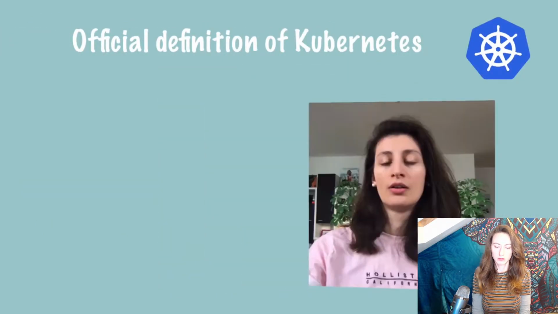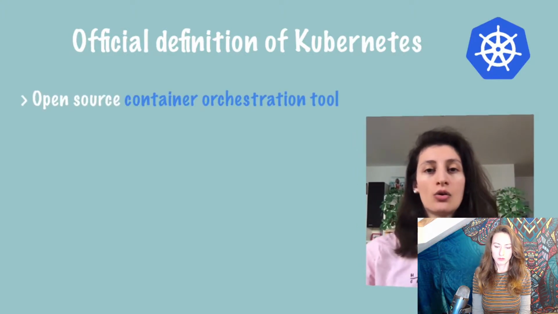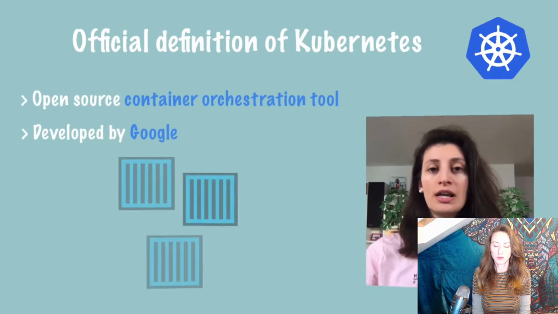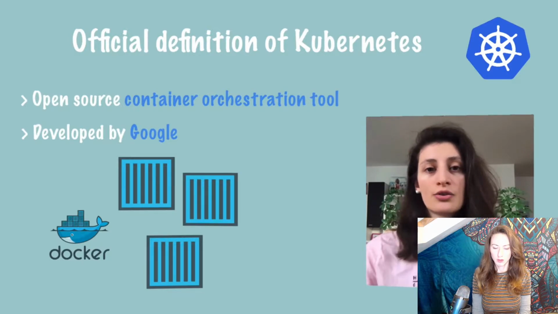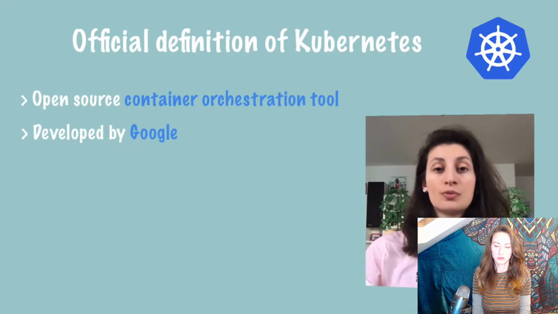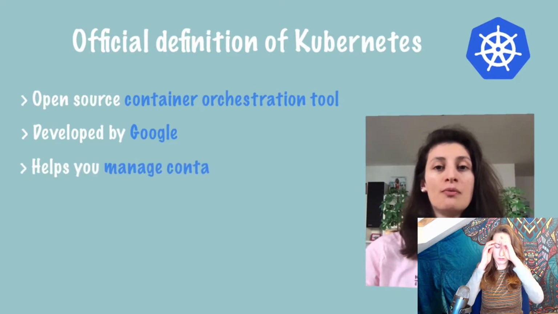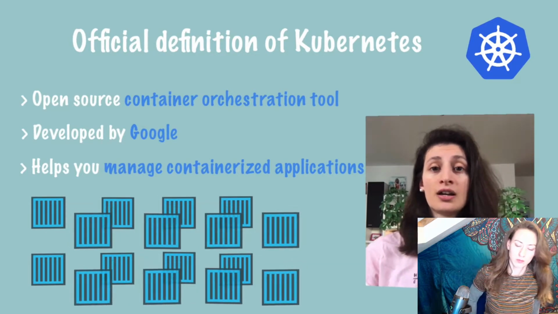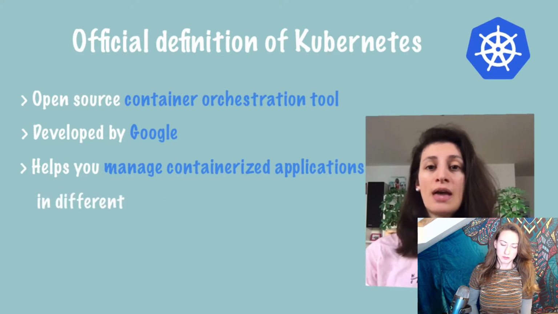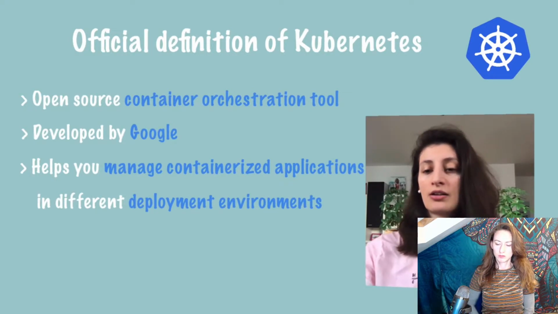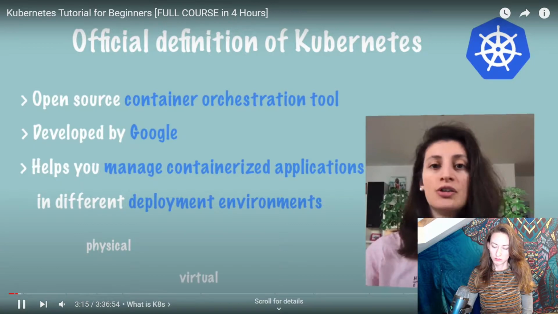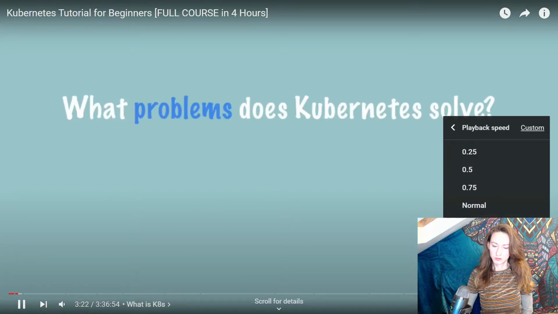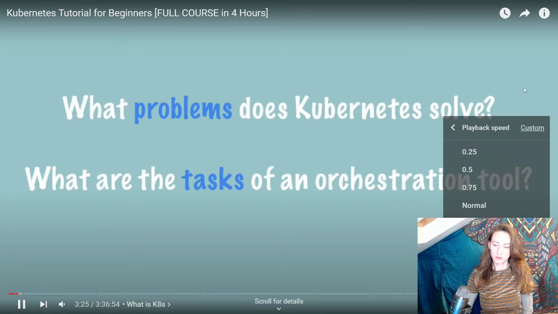What is Kubernetes? Kubernetes is an open source container orchestration framework, which was originally developed by Google. On the foundation, it manages containers, be it Docker containers or from some other technology. Which basically means that Kubernetes helps you manage applications that are made up of hundreds or maybe thousands of containers, and it helps you manage them in different environments, like physical machines, virtual machines, cloud environments, or even hybrid deployment environments.